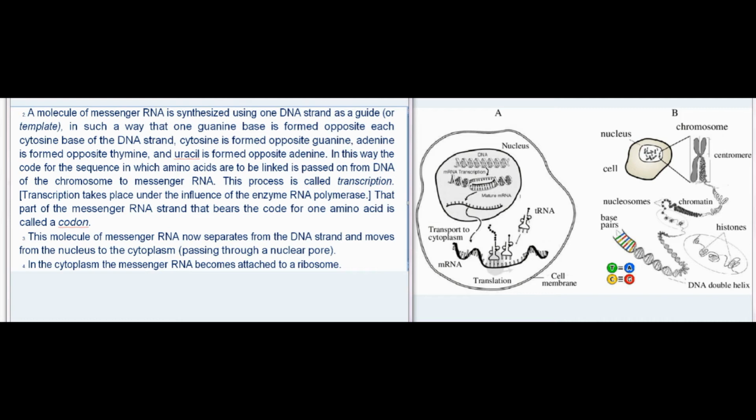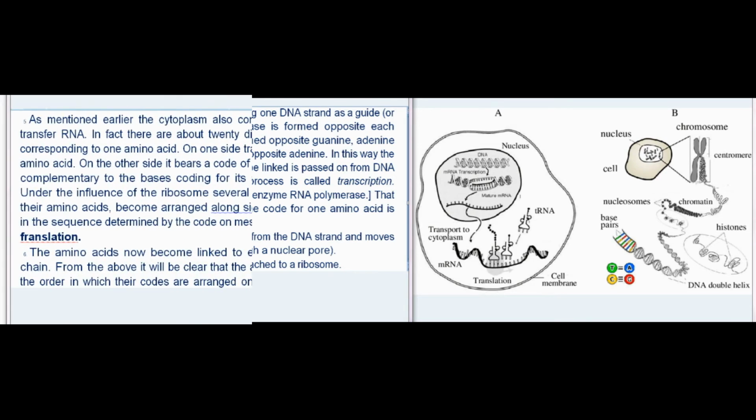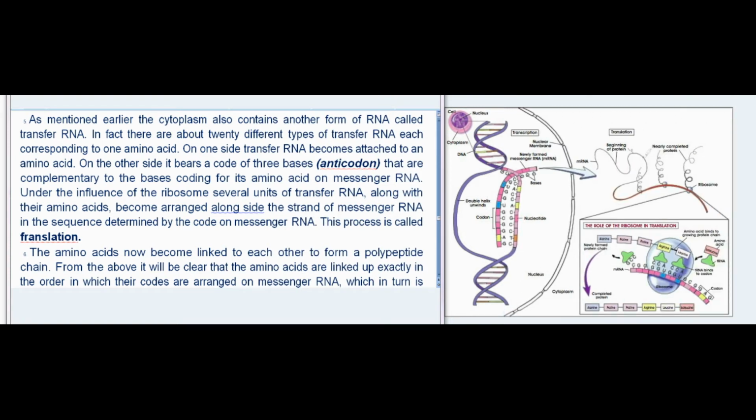This molecule of messenger RNA now separates from the DNA strand and moves from the nucleus to the cytoplasm, passing through a nuclear pore. In the cytoplasm the messenger RNA becomes attached to a ribosome. As mentioned earlier, the cytoplasm also contains another form of RNA called transfer RNA. In fact there are about 20 different types of transfer RNA, each corresponding to one amino acid.